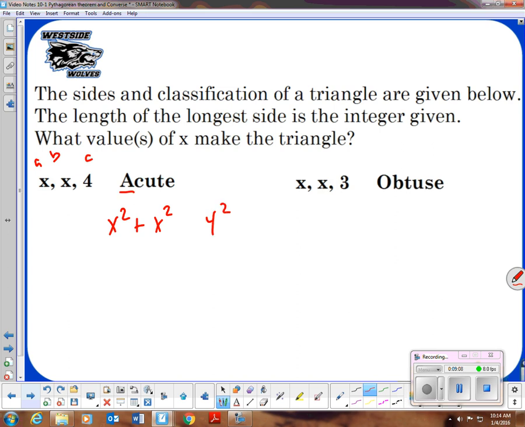Now this was an acute, which means this side has to be bigger. So that's 2x squared is greater than 16. x squared is greater than 8. So x has got to be greater than the square root of 8, and simplifying that square root of 8, x has got to be greater than 2 square root of 2. All right, so the value of x has to be bigger than 2 square root of 2. Anything less than that would not even make a triangle. Okay? All right, so pause video, try the other one.